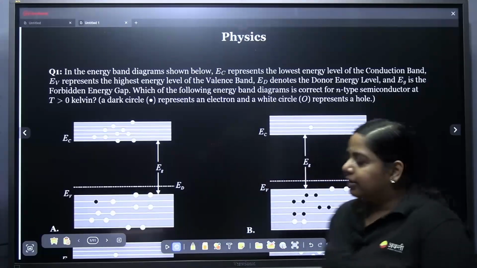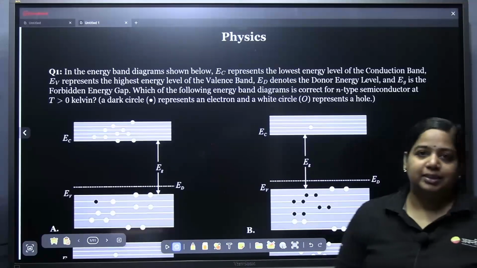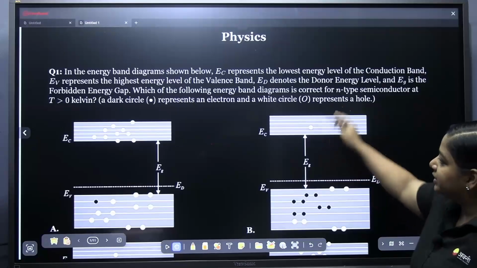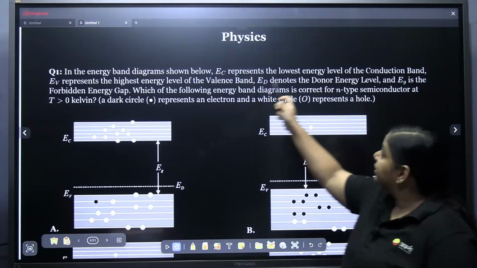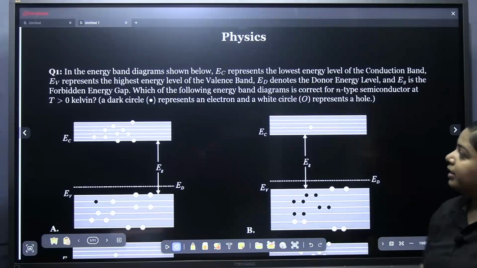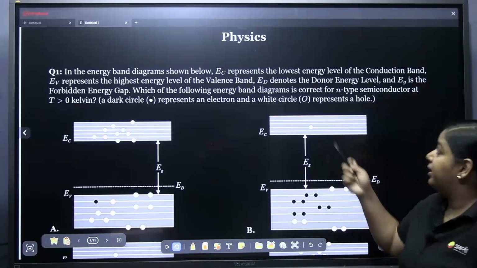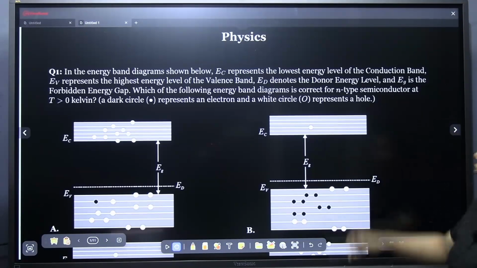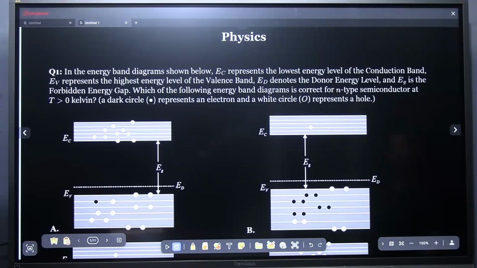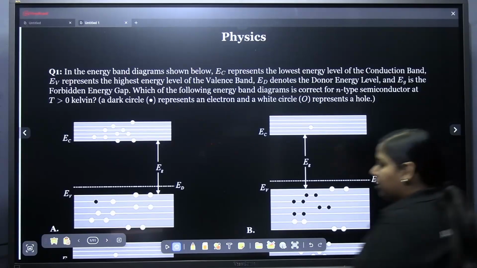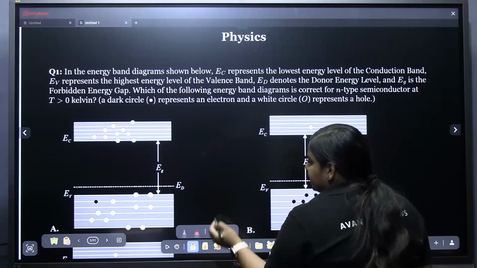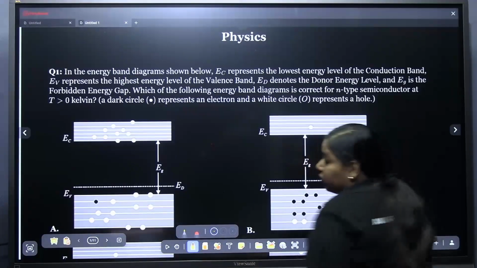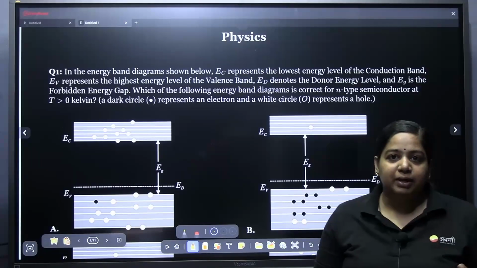Okay, this one is from the semiconductors chapter, which we will be covering tomorrow. These are energy band diagrams. EC represents the lowest energy level of the conduction band, EV represents the highest level of the valence band, ED denotes the donor energy level, and EG is the forbidden energy gap. Which of the following band diagrams is correct for an N-type semiconductor? They are asking about N-type semiconductor, and what is its property? The number of electrons will be more, like majority carriers will be electrons.